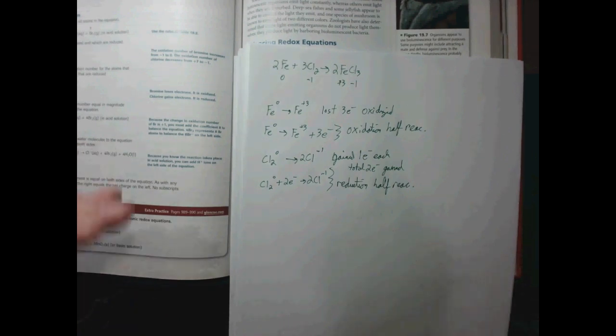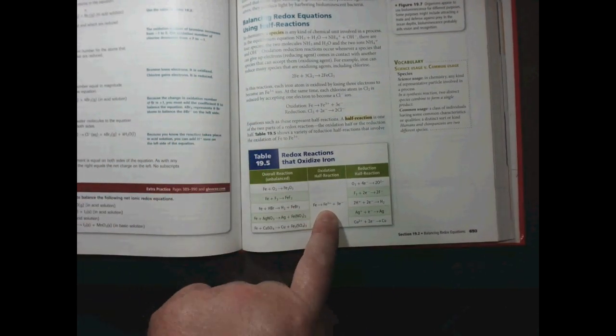You're just splitting it up, and I've already done this somewhat in a couple of the others. Split it into the oxidation and the reduction. Okay? Now, redox reactions that oxidize iron, there's a lot of ways you can do it. All of these have the same oxidation half reaction.